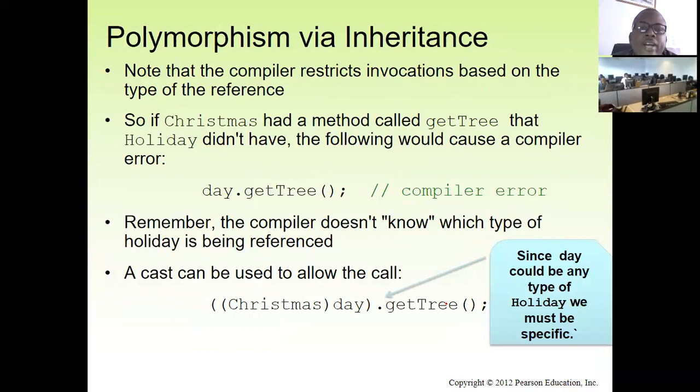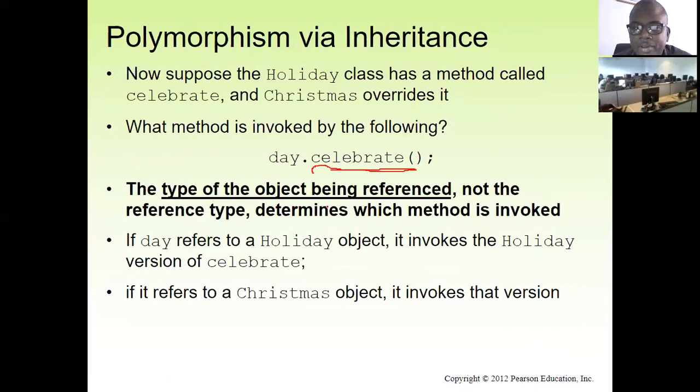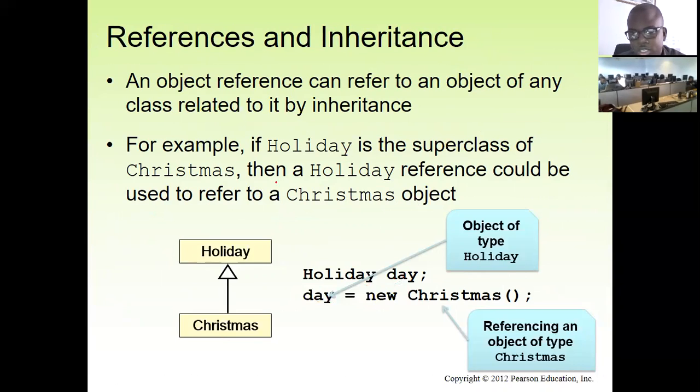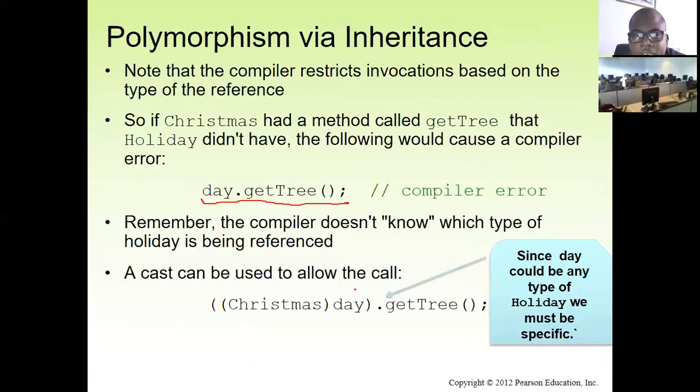Now, note that the compiler restricts invocations based on the type of the reference. So if Christmas had a method getTree and holiday didn't have it, the following would cause a compiler error, right? This would cause a compiler error. Why? Because day was declared to be of object type holiday. Notice there? So we created day of object type holiday. If holiday does not have a method that Christmas has, right, then we're going to get an error if we try to invoke that, right? Because the parent doesn't have access to it. It is a child that has access to the parent.